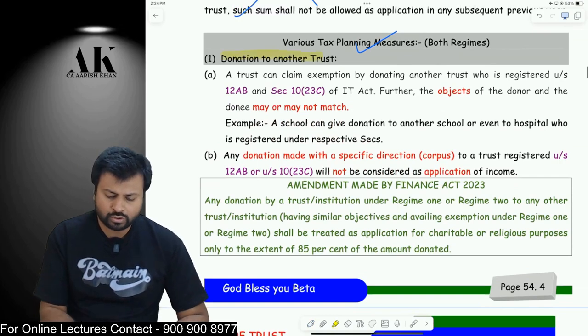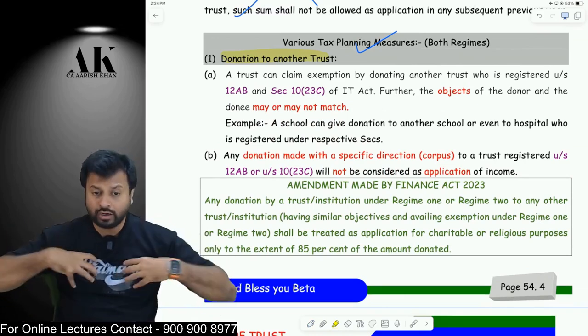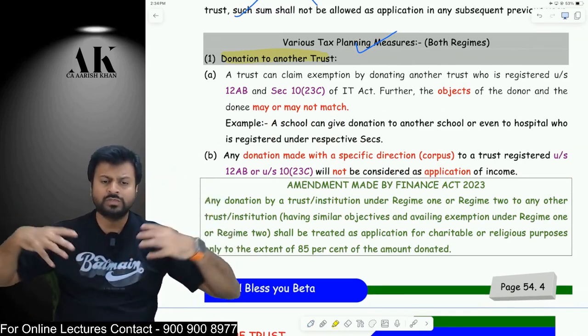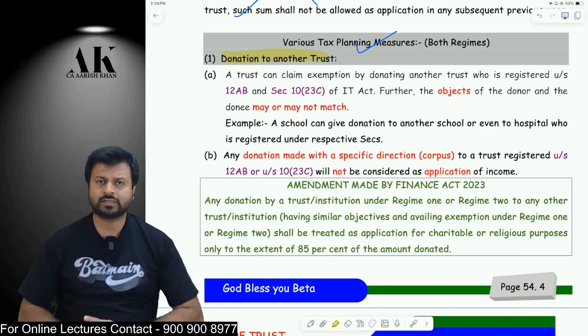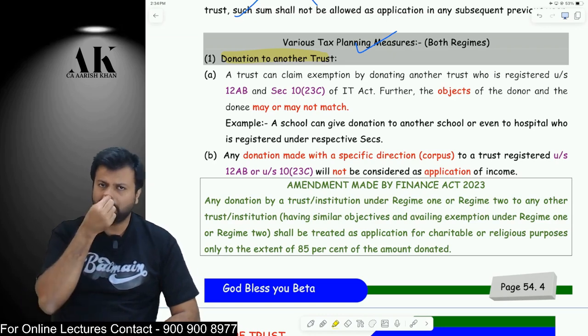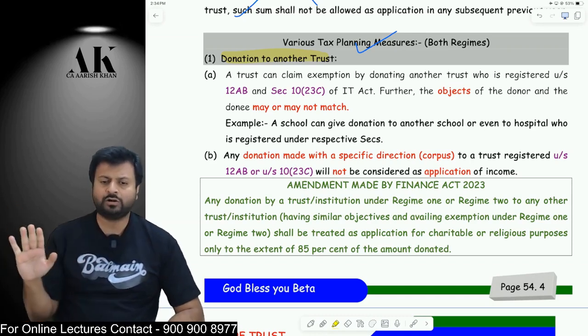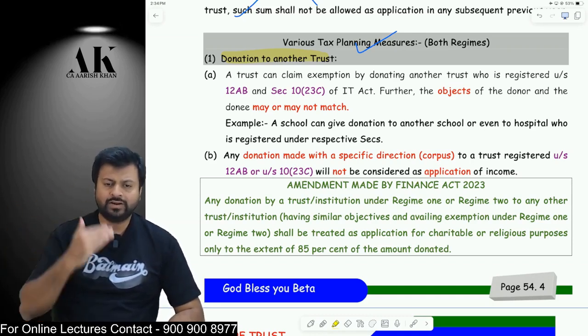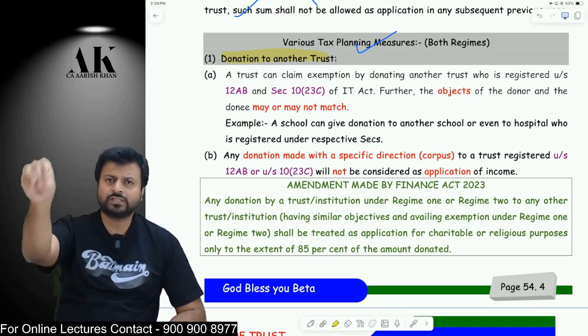First one, if you are not able to apply the money for the objects of your own trust, you can make a donation to another trust. Okay, sir, what kind of trust? The other trust should be registered under 12AB or under 10(23C). It should be registered in either of the two. Both will be fine. Sir, should my objects and the objects of the donee match or not? The objects may or may not match. If it matches, well and good. If it does not match, there is no worry. You can give a donation to another trust also which does not match your objects.